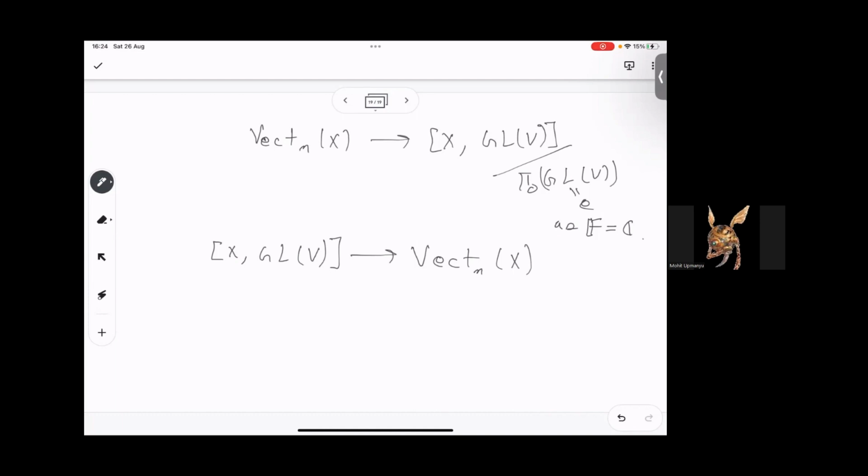And so we now just need to check whether these two maps happen to be inverse. This is the clutching construction, and this is what we just constructed. So check that the two maps are inverse of each other.